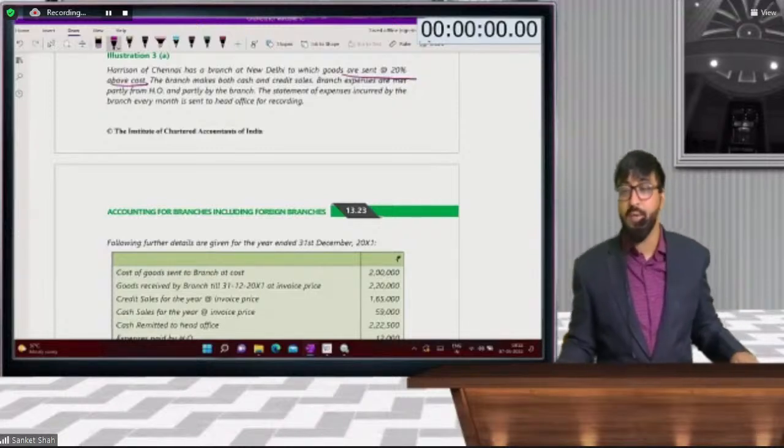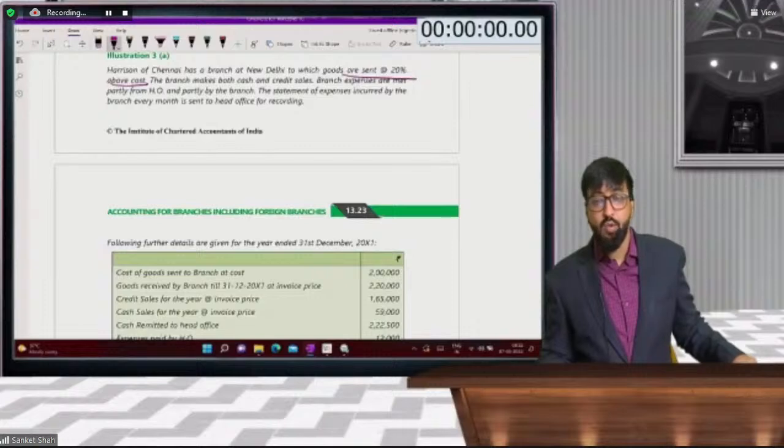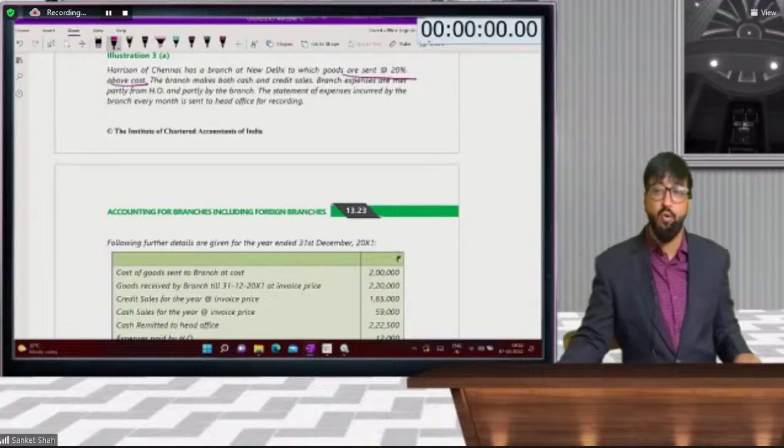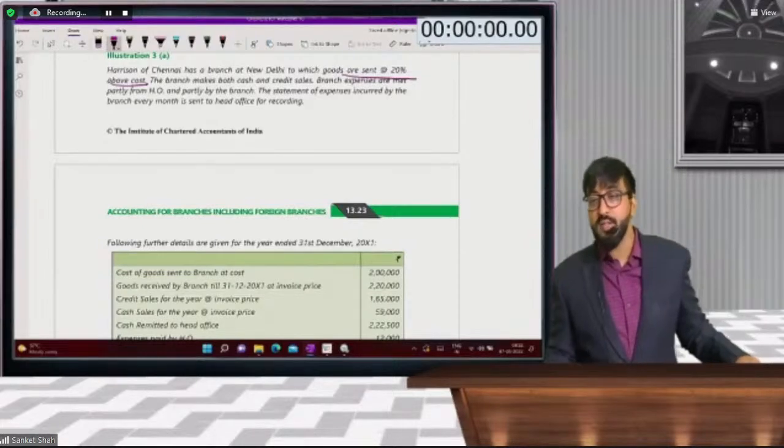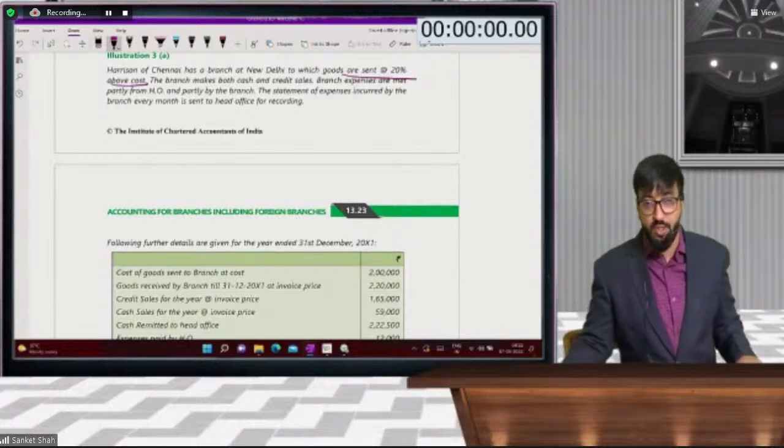So today's revision chapter is bonus shares. Basically, your capital is getting increased and your free reserves are getting decreased. This is the first logic that you have to understand. Bonus shares is a very easy chapter which is divided in two parts. One is fully paid bonus shares and the second one is partly paid bonus shares.